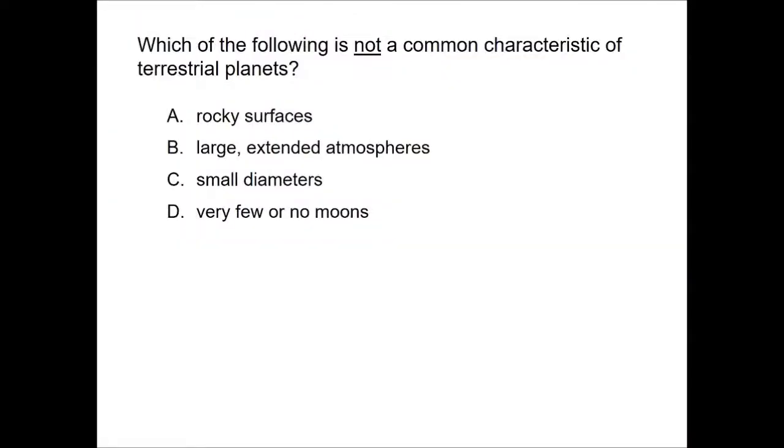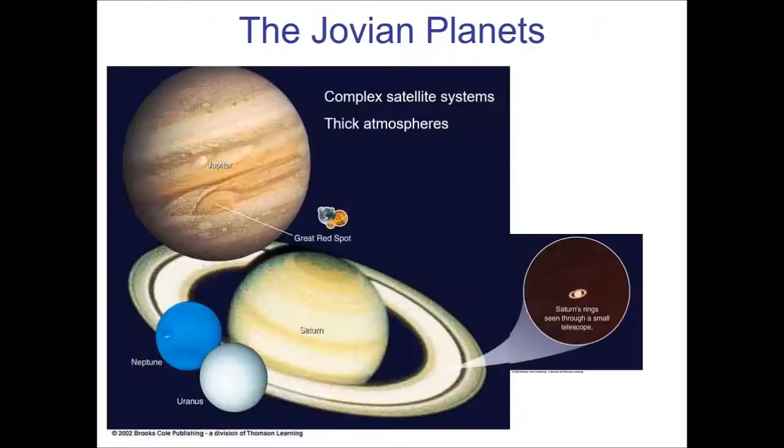All right, so now that you saw all that stuff, go ahead and try to answer this question. Which of the following is not a common characteristic of terrestrial planets? The answer here is B. They do not have large extended atmospheres. That's actually a property of the Jovian planets, but they do have rocky surfaces, small sizes, and very few or no moons. All right, so let's move on to the outer planets.